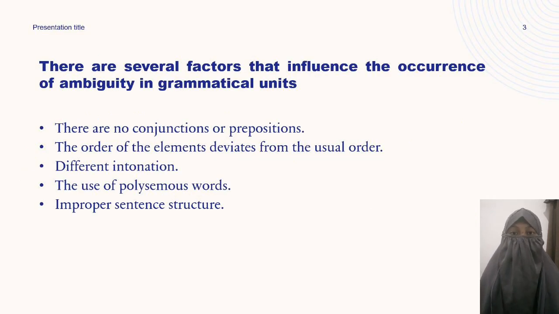Next, there are several factors that influence the occurrence of ambiguity in grammatical units. Namely, 1. There are no conjunction and prepositions. 2. The order of the elements differs from the usual order. 3. Different intonation. 4. The use of polysemous word. And the last, improper sentence structure.